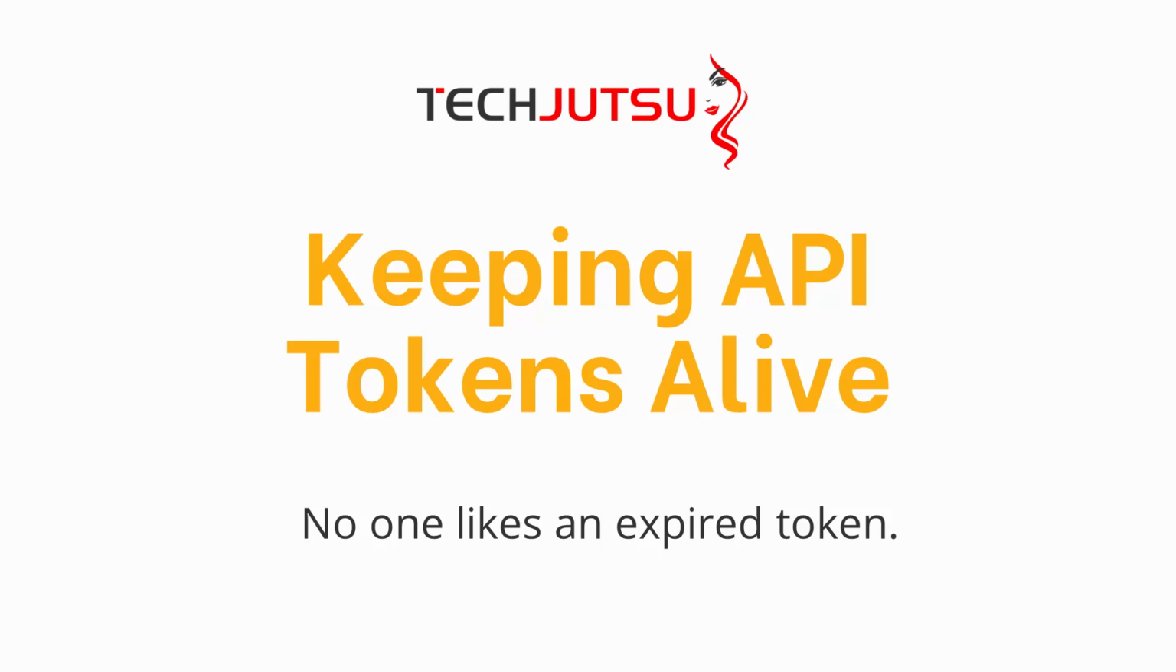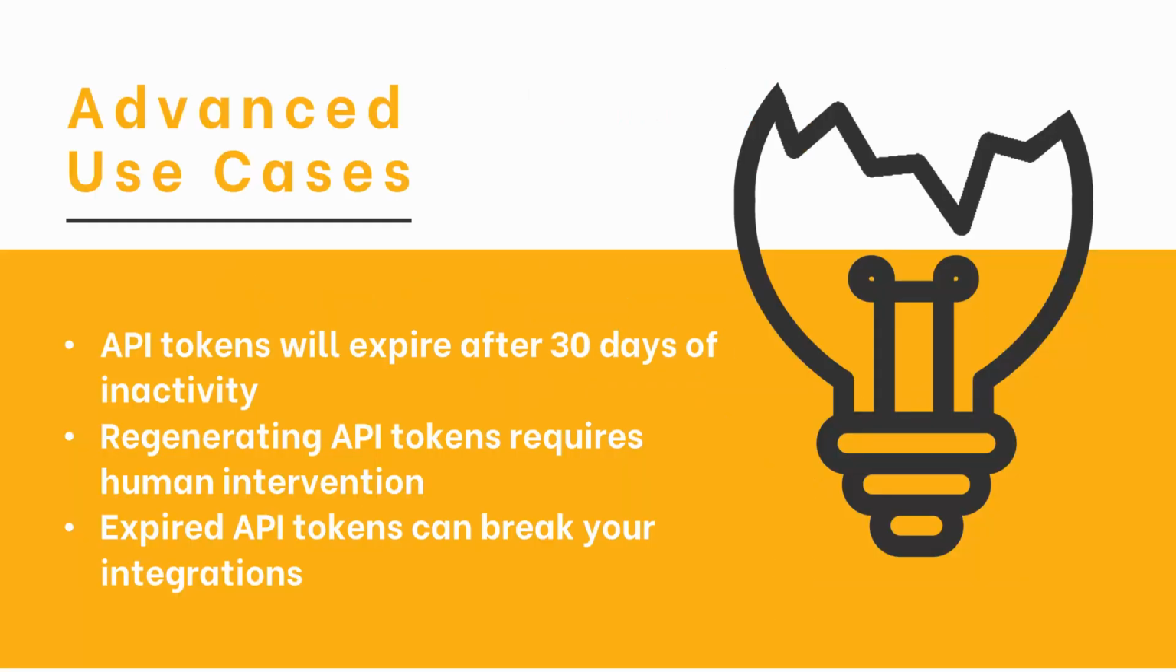So the next one we'll talk about is keeping API tokens alive, because nobody likes an expired token. Next slide, please. So the problem we've seen come up again and again is API tokens expire after 30 days of inactivity, which is great from a security perspective, so they can't be maliciously used if they're no longer needed. But sometimes there is a legitimate reason to have an API token around for longer than 30 days of inactivity.